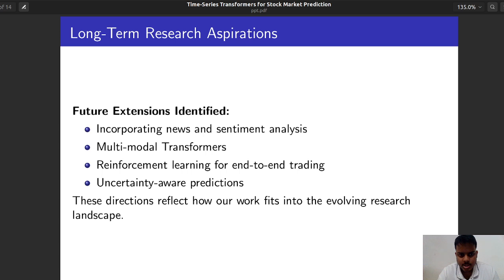In conclusion, transformers offer strong potential for financial forecasting, but they require domain specific adaptations. Our literature review establishes the foundation for extending the work that has been done towards a more robust and financially meaningful model.